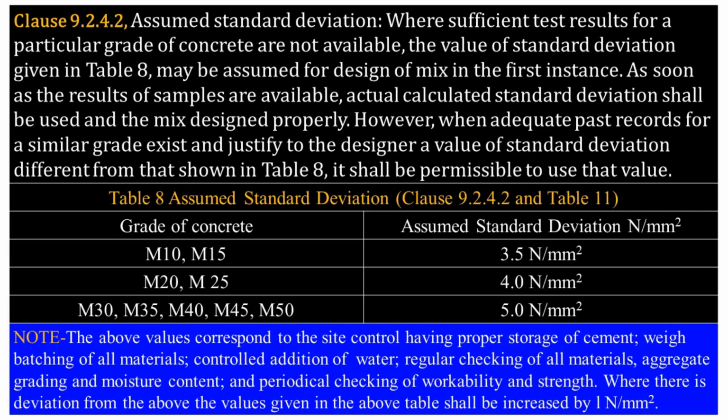Note the above values correspond to the site control having proper storage of cement, weigh batching of all materials, controlled addition of water, regular checking of all materials, aggregate grading and moisture content, and periodical checking of workability and strength. Where there is deviation from the above, the values given in the above table shall be increased by 1 Newton per square millimeter.